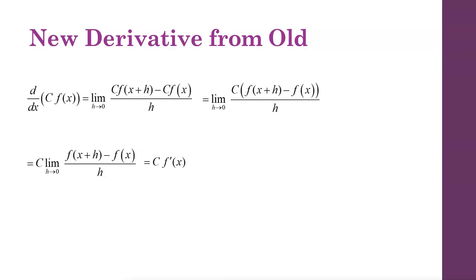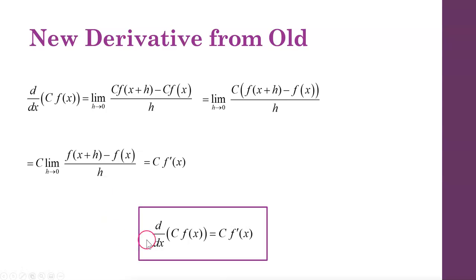So I end up with c times f prime of x. That means that if a constant is multiplied by a function, its derivative would be the constant multiplied by the derivative of the function. Now, this only applies to a constant product with a function. We'll later on show how it would work if I'm multiplying a function times another function.